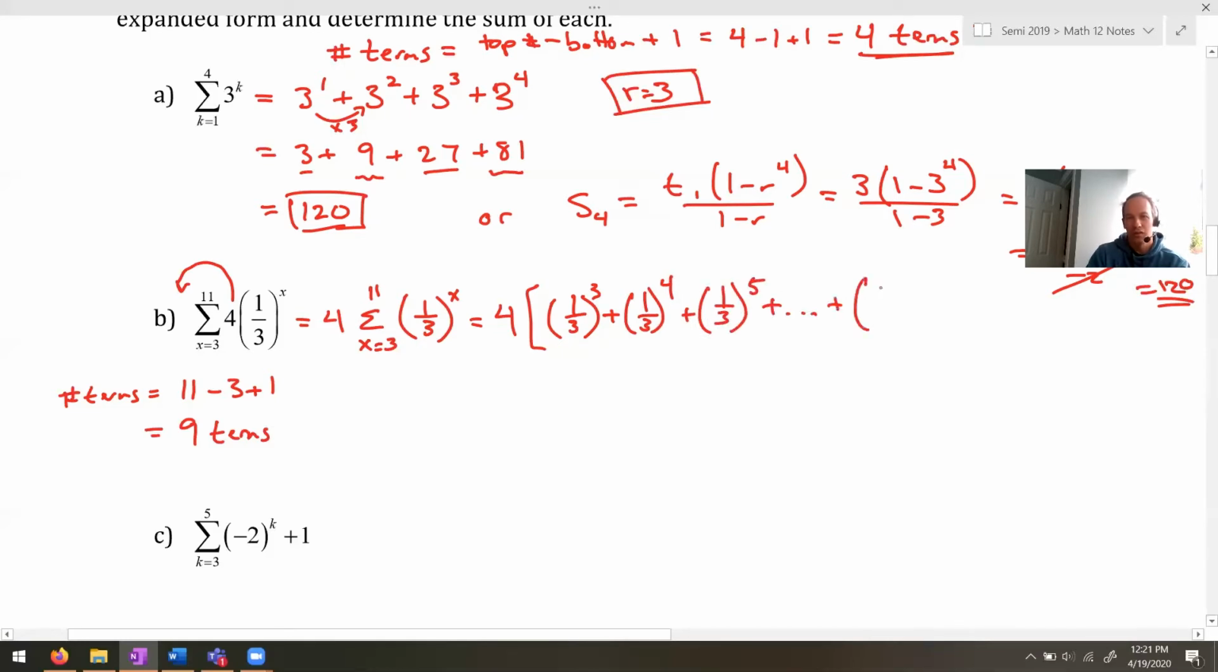We would go all the way to 1 over 3 to the power of 11. It's not really necessary to write every single term out. That would get pretty monotonous. Okay. Now, in this case, you could sit there and crank it out manually, but I'm definitely not going to do it.